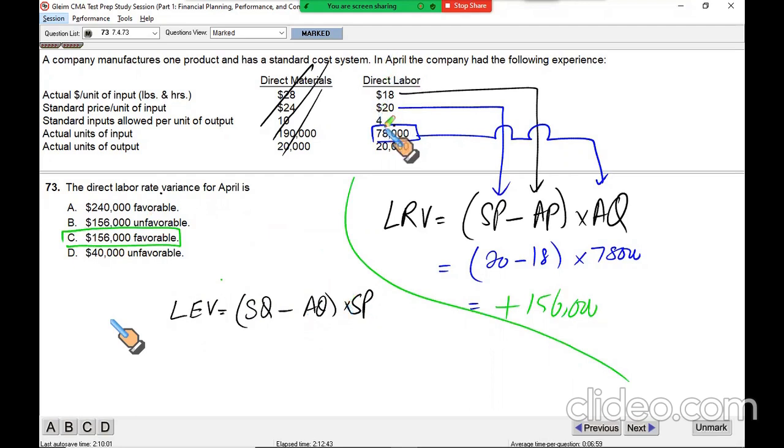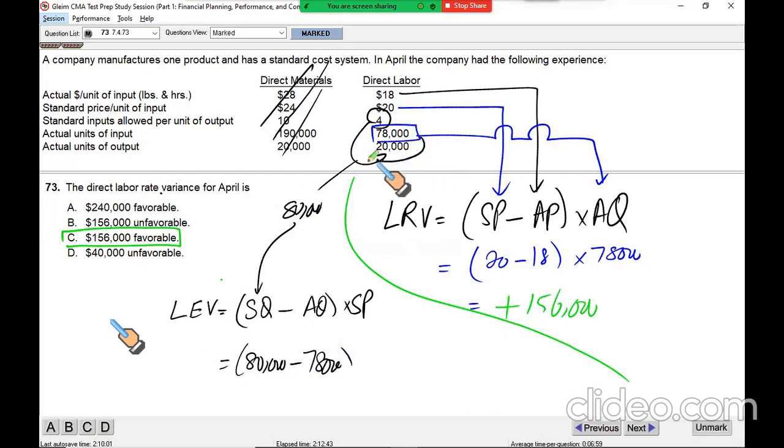Our information tells us that each unit should take 4 labor hours, right? How many units did you produce? 20,000. So if each unit should take 4 hours, 20,000 units will take 80,000 hours. This 80,000 is your standard quantity of labor hours that you should have used. How many hours did you actually use? 78. This one is given right here. And what is the standard price of labor? It's given right here, 20.